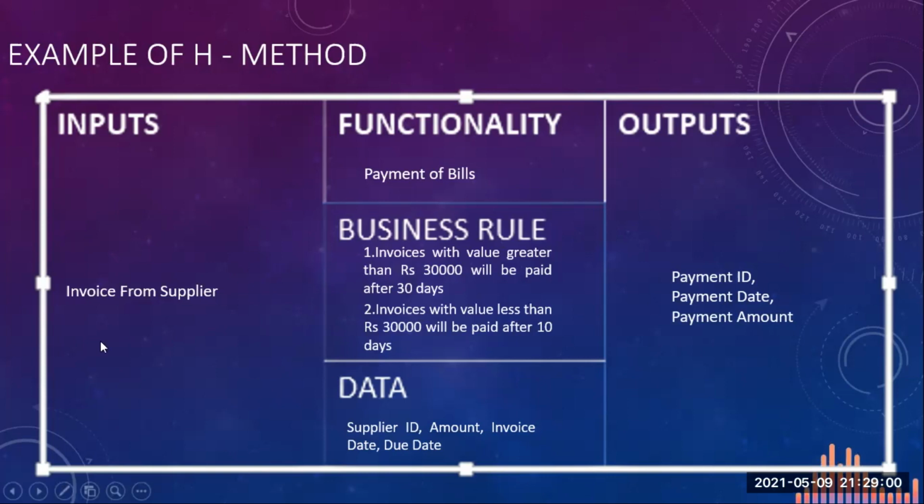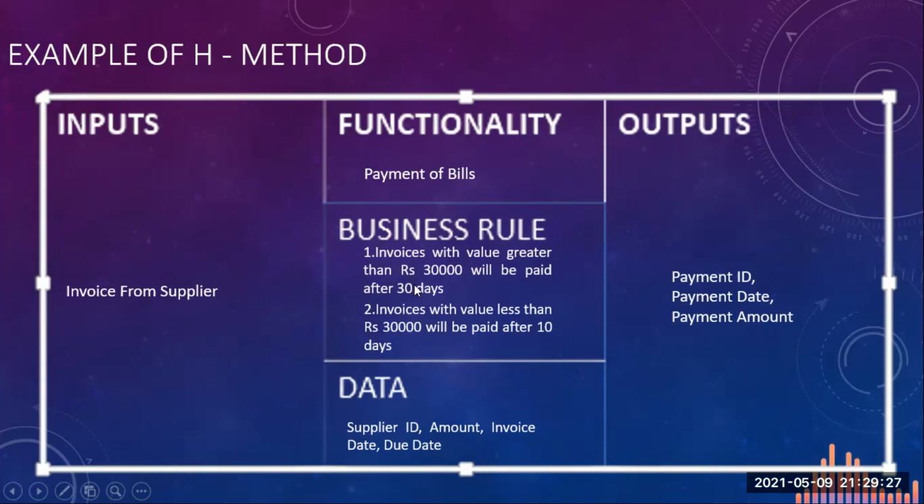So on inputs, we have invoice from the supplier. Now this can come in the form of a physical document, or it could be a PDF document, or it might even be a handwritten invoice. Doesn't matter. This is the input. Functionality. Here we are talking about payment of bills. That's what the main functionality of this is about. In my previous slide, we talked about granularity, and you can see it's at the very top. It's not very granular at the moment, but that's fine.